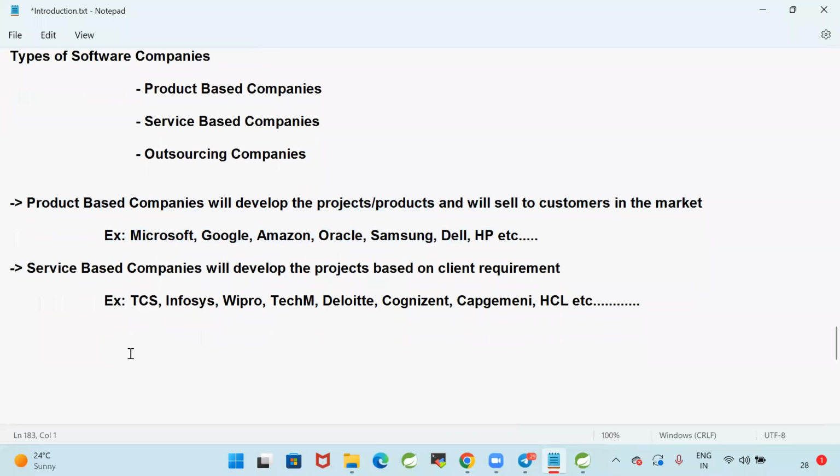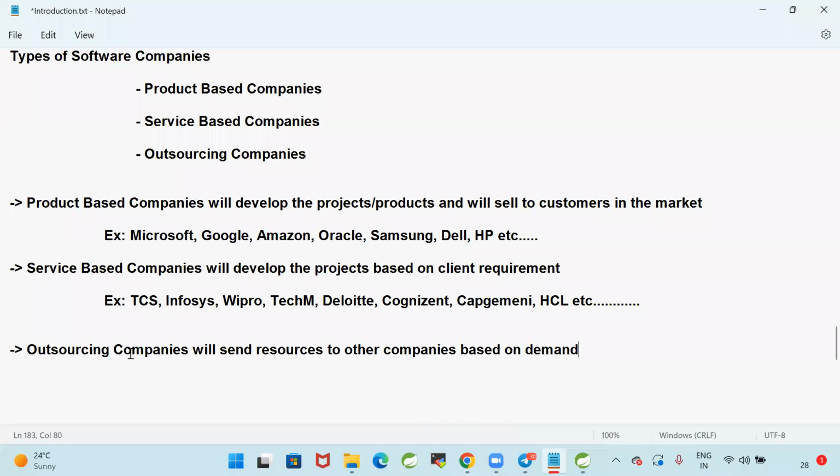And the third category, outsourcing companies, are available. Outsourcing companies will send resources to other companies based on demand. That means now I have a company. I want 50 Java developers. Now conducting the interviews and selecting the 50 Java developers immediately is not possible.